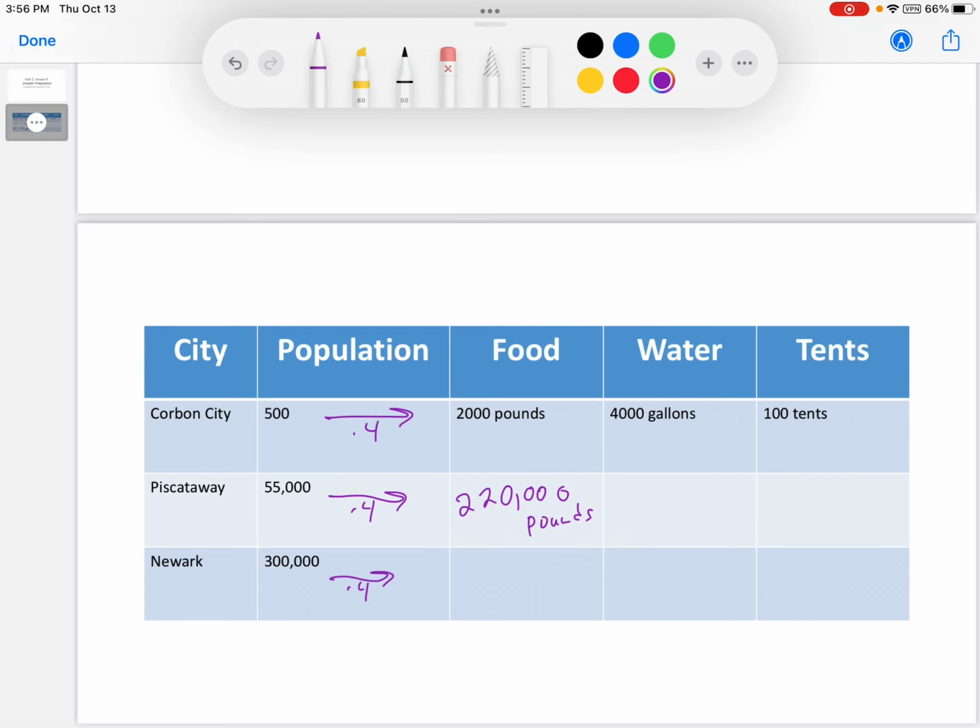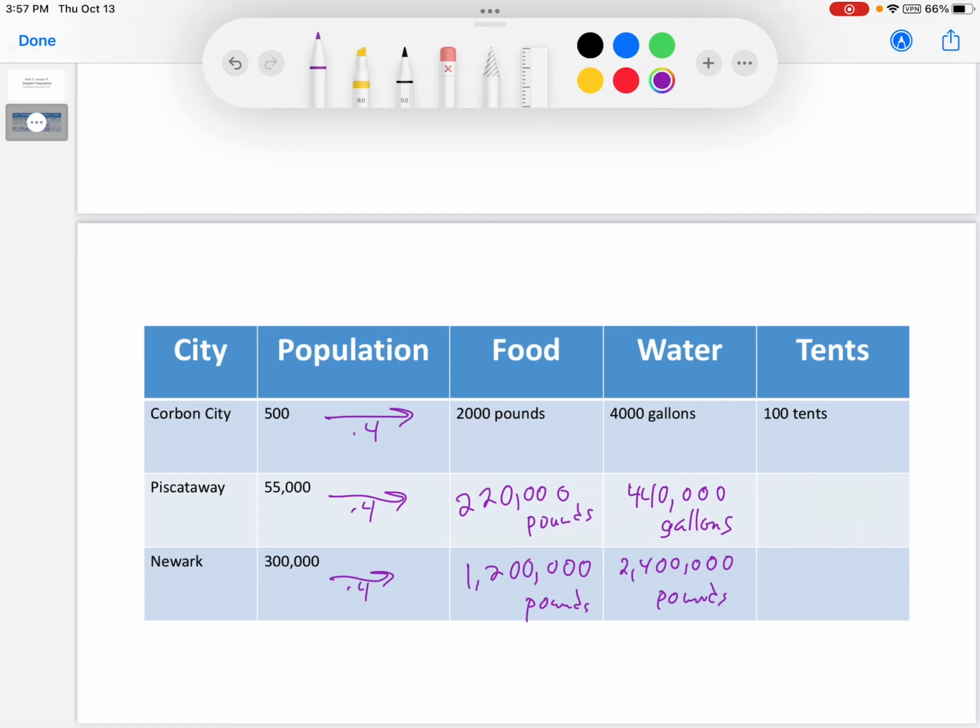300,000 times 4 is 1,200,000 pounds. Then, do you see how this works? I would then figure out 4,000 divided by 500. That's 8, so we'll multiply each of these by 8. So it's 440,000 gallons and 2,400,000 pounds. And then to get from 500 to 100, I'm actually going to divide by 5.